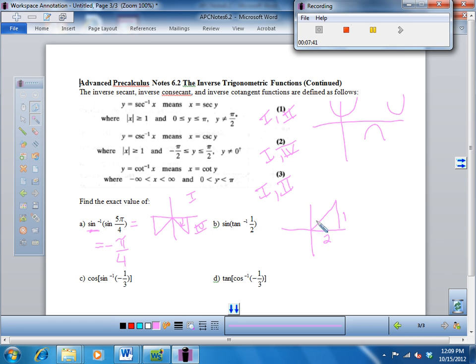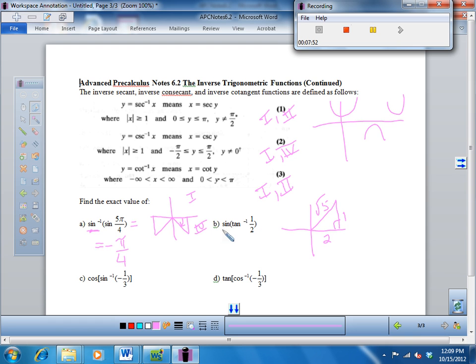And this one you have to do the Pythagorean theorem. What does this side come out to be? Root of 3? No. No. Root of 5, right? Root of 5, right? 2 squared plus 1 squared is equal to 5.